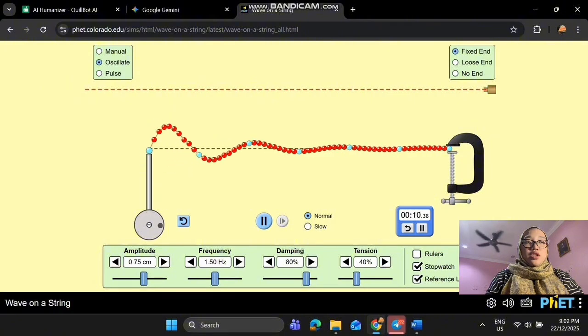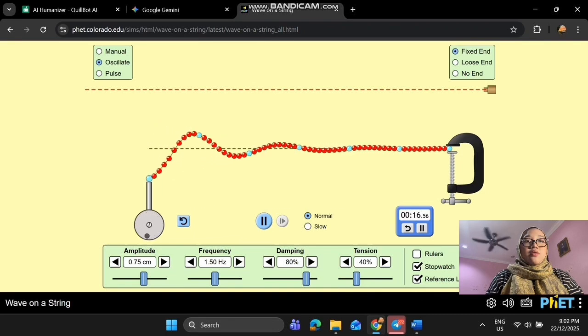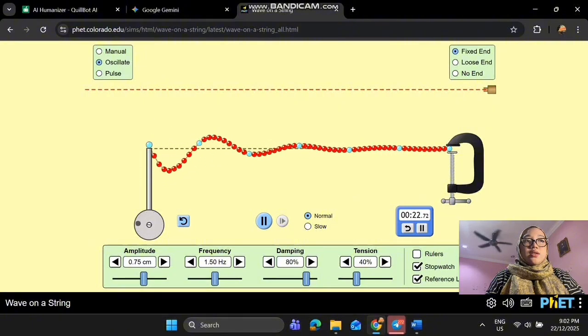For the low tension, 40%, tension affects how fast the wave moves. Low tension makes the string loose, causes the wave to travel much slower, and makes the wave look more compressed, with a shorter distance between peaks.